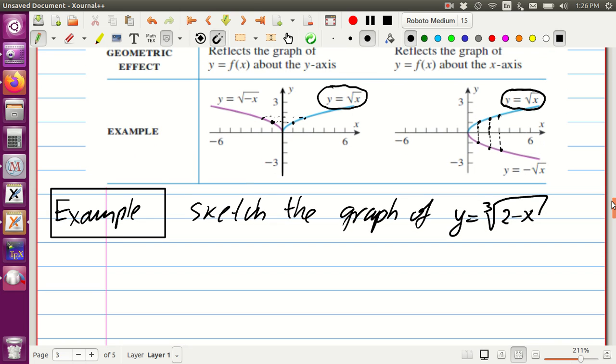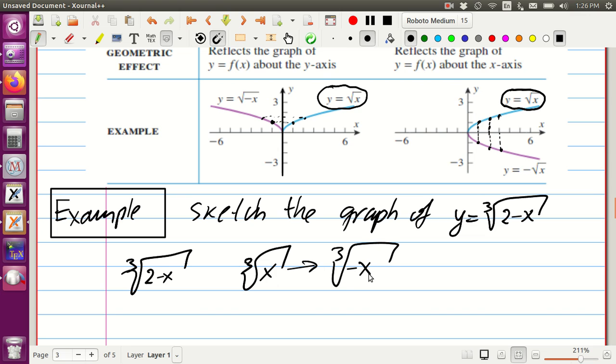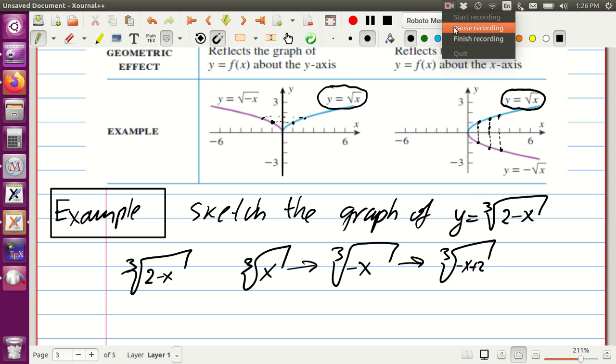All right, so I have a small example over here, which is cube root of 2 minus x. So we want to plot cube root of 2 minus x, and we're going to start with cube root of x. Then we're going to create cube root of minus x, and then we're going to create cube root of minus x plus 2.